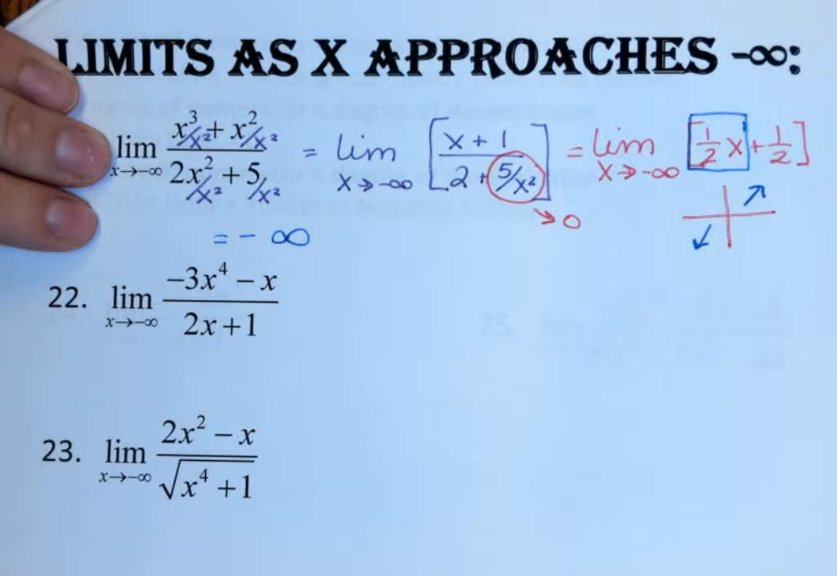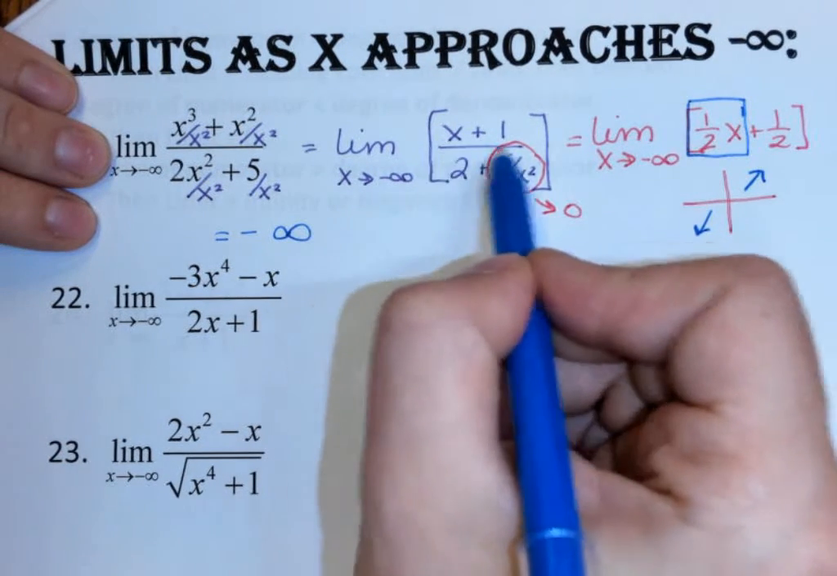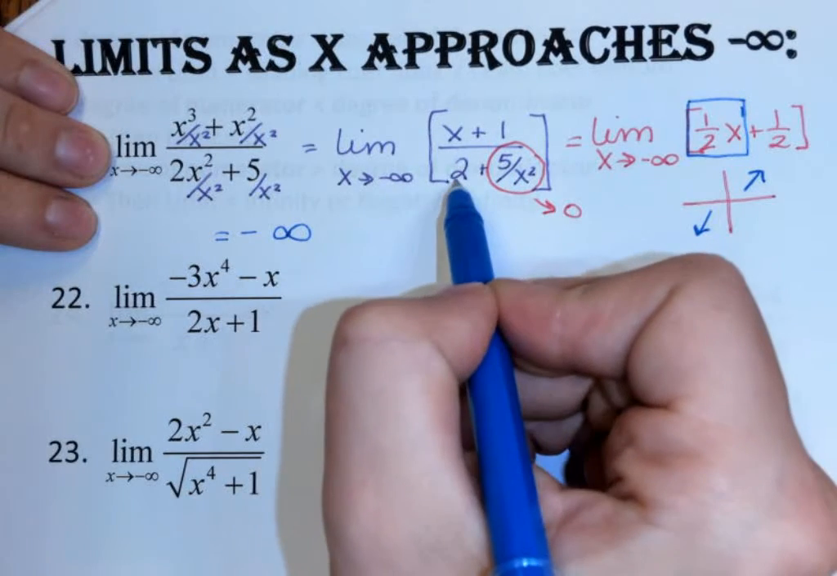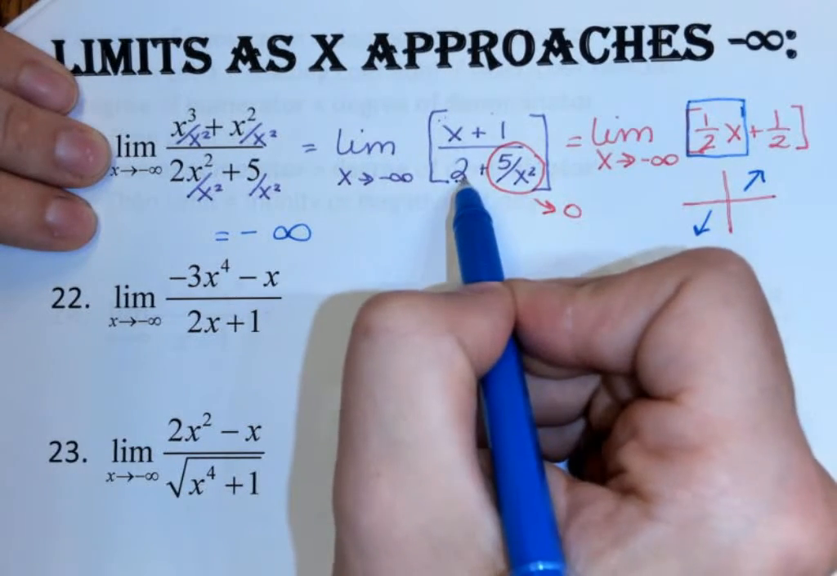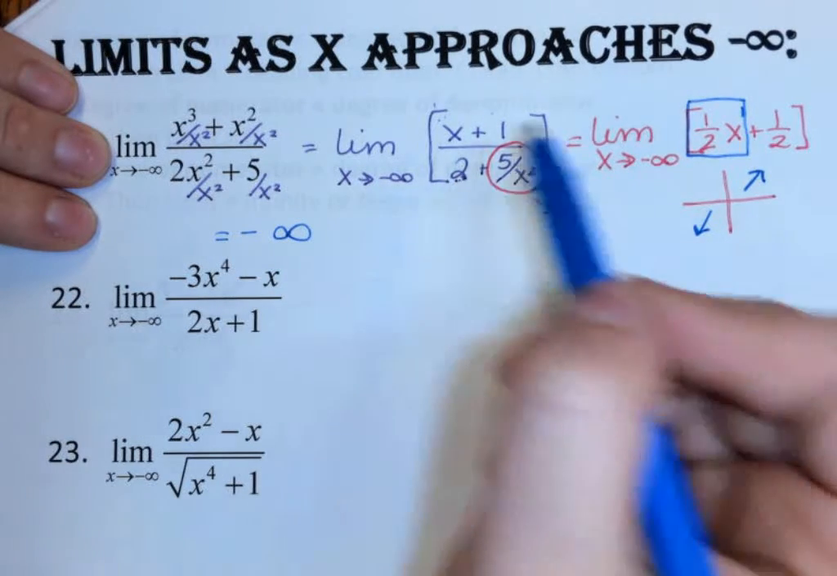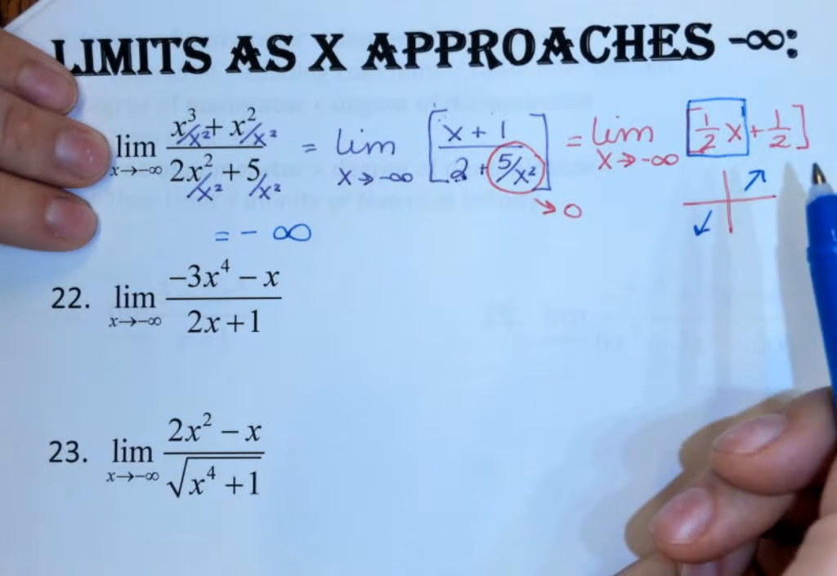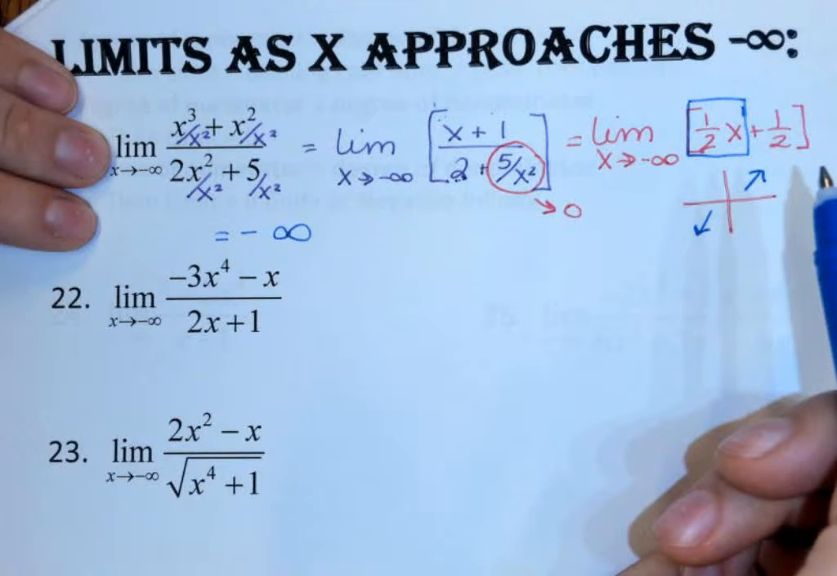Yes, sir. Because basically I'm left with x plus 1 over 2. So that's x over 2 plus 1 over 2, or 1/2 plus 1/2. Yes, ma'am? So could you just use that same chart that you memorized? Exactly. It is the exact same thing.